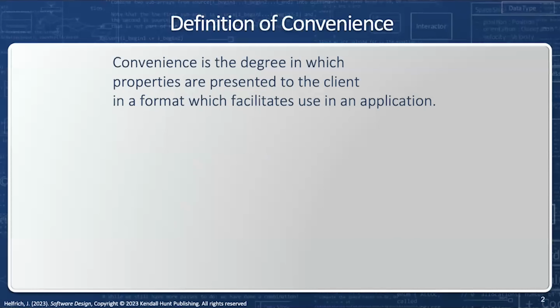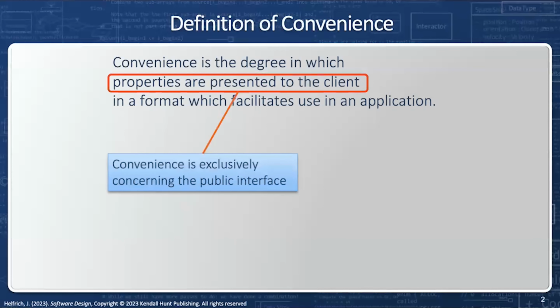Convenience is the degree in which properties are presented to the client in a format which facilitates use in an application. Okay, there are two parts to this definition. First of all, properties are presented to the client. Convenience is exclusively concerning the public interfaces. We are not considering all the attributes or the private interfaces. This is just the methods that the client can see.